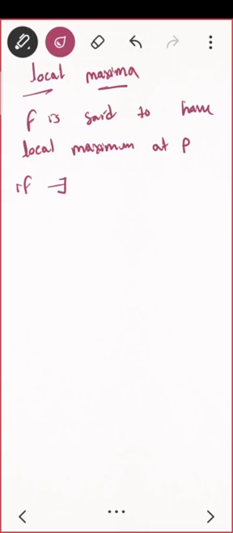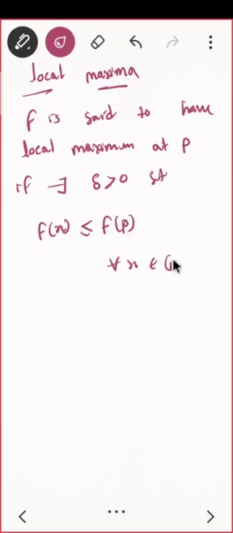I'll just write it. That means if there exists a positive delta such that your function f of x is less than or equal to f of p, in that range only, for all x that belongs to (p minus delta, p plus delta), that is the definition of local maxima. If you can find this delta, then you can say this is local maxima.